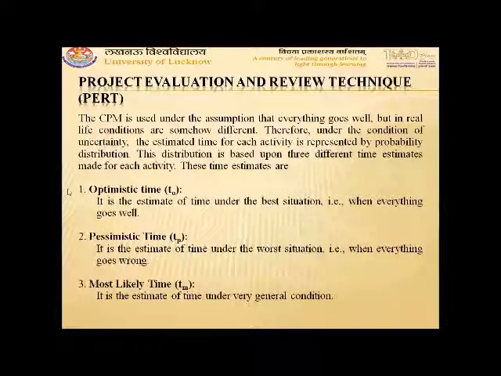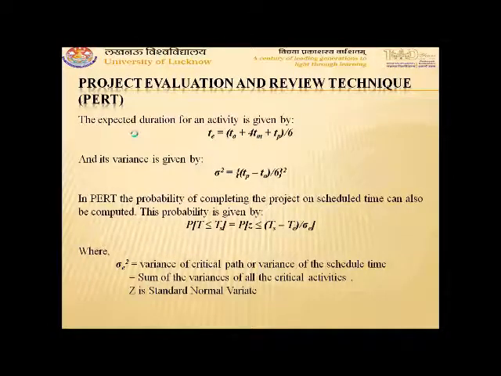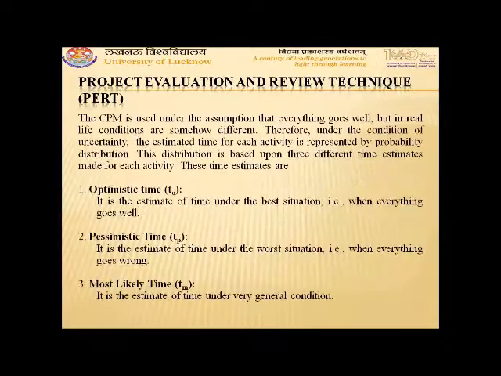Now we come to project evaluation and review technique. The critical path method is used under the assumption that everything goes well. That is, however we assume the things to go, it goes that way. But in real life, this is not possible. Some hurdles occur in a process which cause delay in the process. So therefore, critical path method is not much suitable for obtaining the total duration of the path. In such a situation, project evaluation and review technique is used.